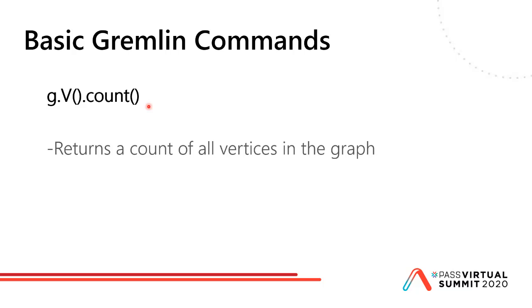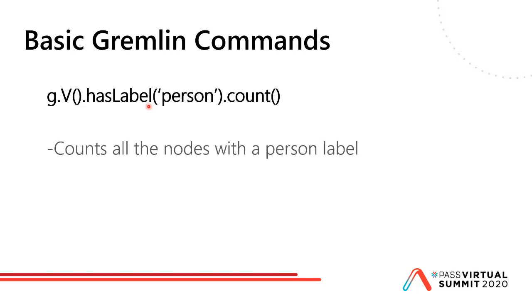So we can combine some of the functions that we've already seen. Here's another filter function called hasLabel. So instead of filtering based on a property, we're filtering based on the label itself. Here we have a model where we have vertices that are of type person, so we are starting with all vertices, getting only the persons out of it, and then we're counting those. And that'll give us a count of all the person nodes within our graph.